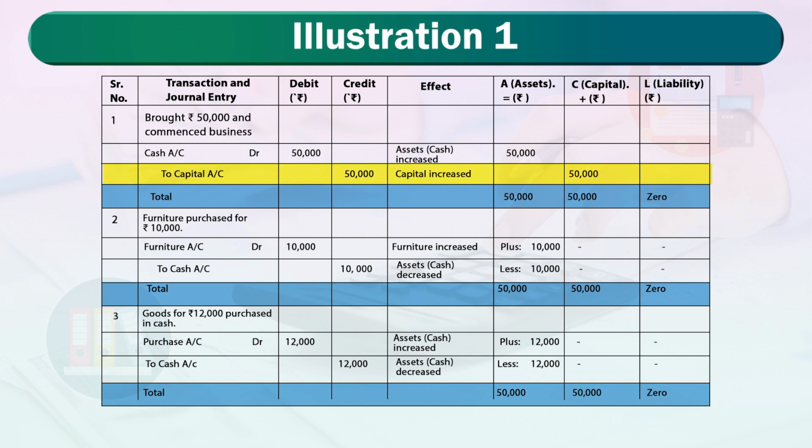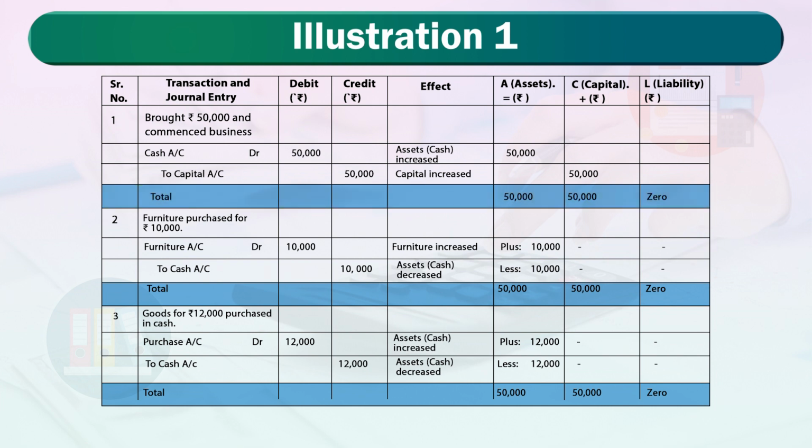Now, see the effect, that is assets which is cash is increased here and capital is also increased. So, see the accounting equation, A assets 50,000 is added in the column and then C capital 50,000 is also added in the respective column. The total of A assets 50,000 equals the total of C plus L, that is 50,000 plus 0 liability as of now. So, 50,000 is equals to 50,000.